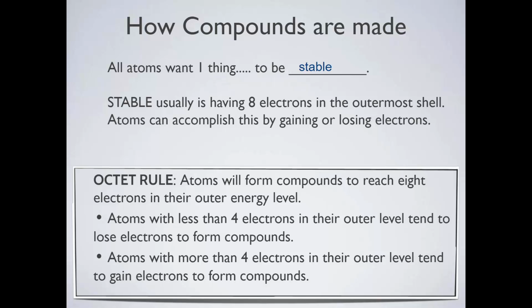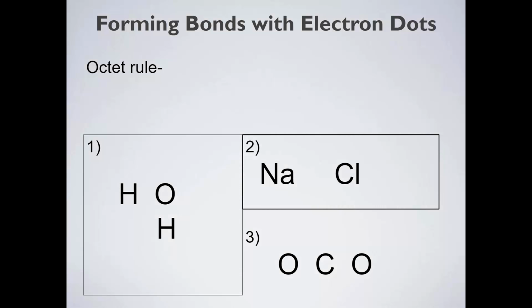So atoms with less than 4 electrons tend to lose electrons. Atoms with more than 4 electrons tend to gain electrons. With exactly 4, they can do either one. Sometimes they gain 4, sometimes they lose 4. It just depends on what they're going to be bonding with. Yeah, they could. All right, so atoms want to have 8 electrons in their outermost shell. That is the octet rule.